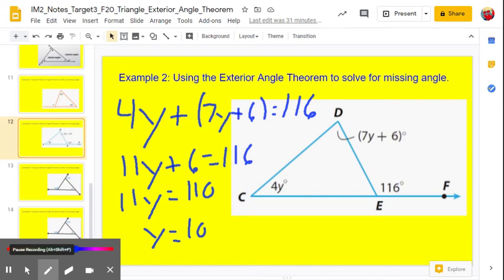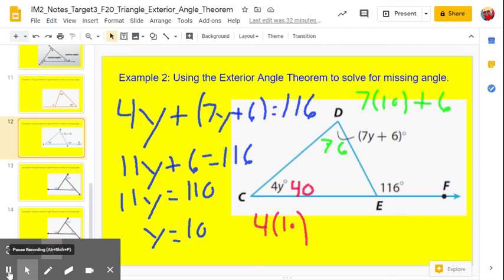All right, now we know the value of y, but what if I asked you, what is the measure of each of those angles? What's the measure of angle C? What's the measure of angle D? Can you find those values? So just like the other angle problems we've been solving recently, all we do is use substitution.